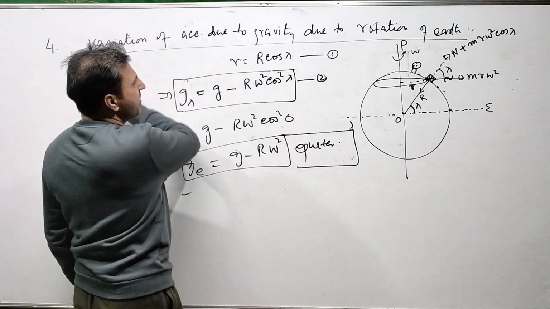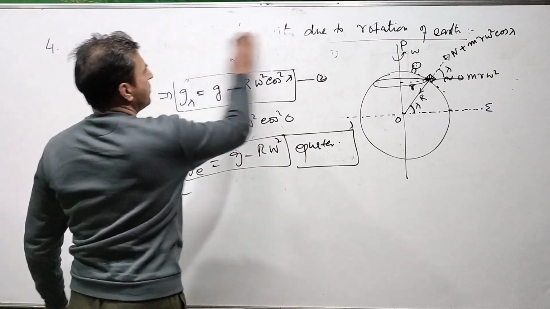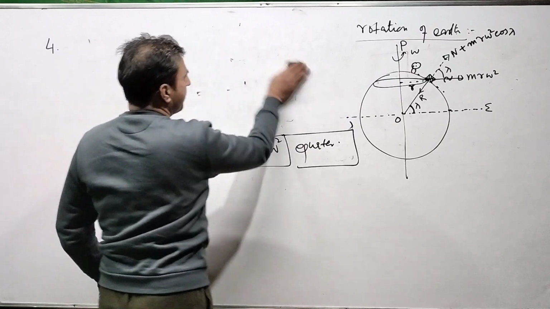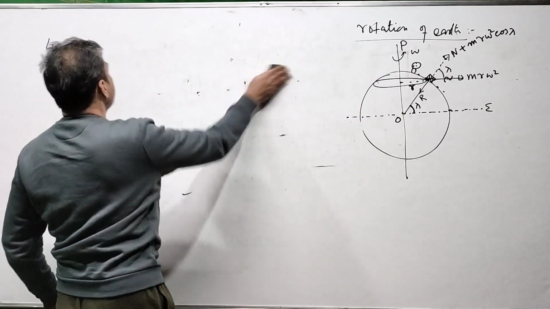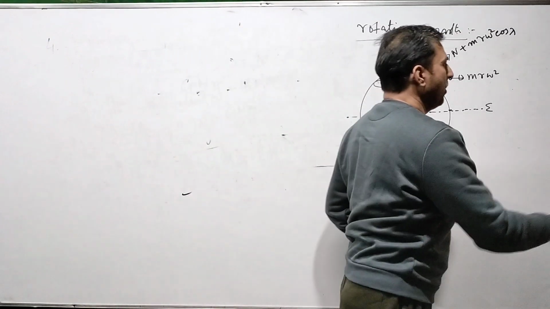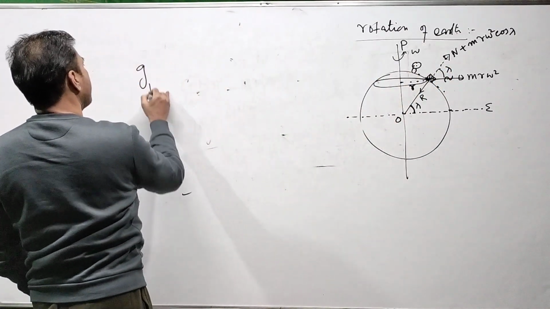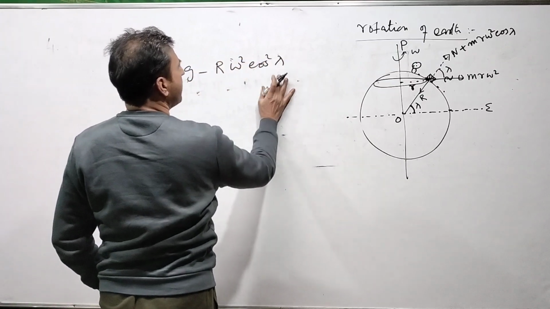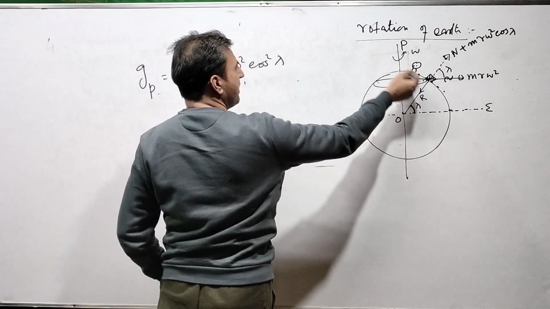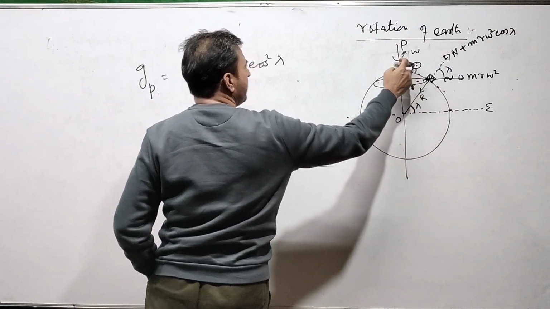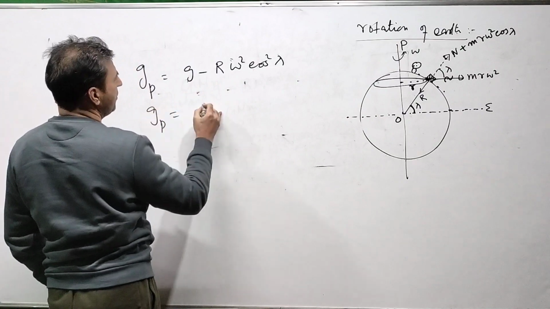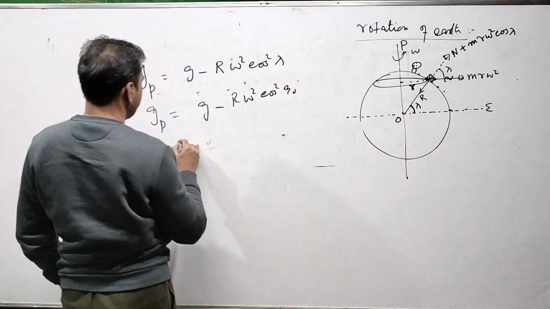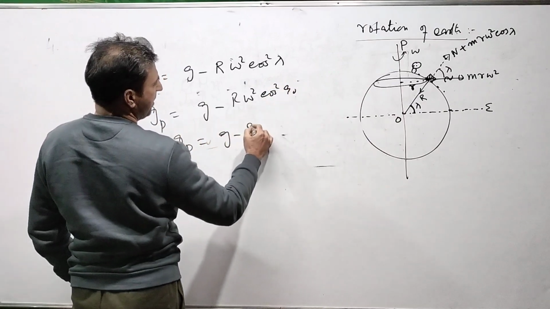So what is the acceleration due to gravity at the poles? That is g minus r omega square cos square lambda. But lambda here is 90. If you are here, lambda will become 90. Here it is 0, here it is 90. So g p is equal to g minus r omega square cos square 90.